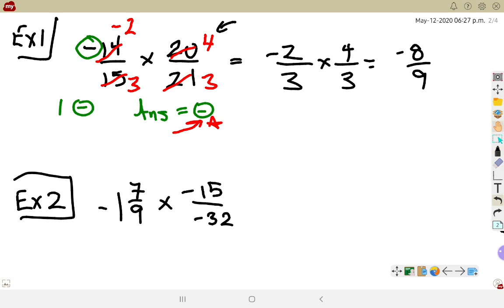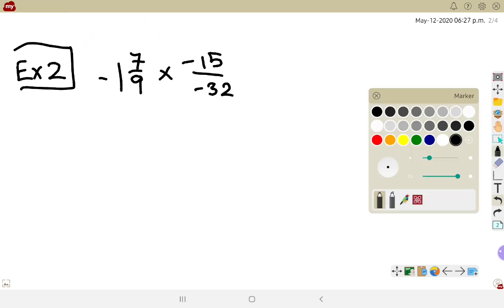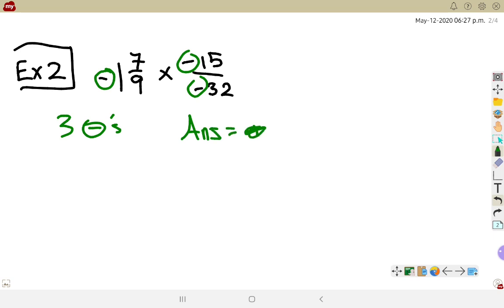Okay, all right, let's look at example number 2. And let's see if I can have no errors in this one. That would be nice. So I've got 1, 2, 3 negative signs. Okay, since there are 3 negatives and 3 is odd, that means that my answer is going to be, oh, remember I said no errors? My answer is going to be negative.